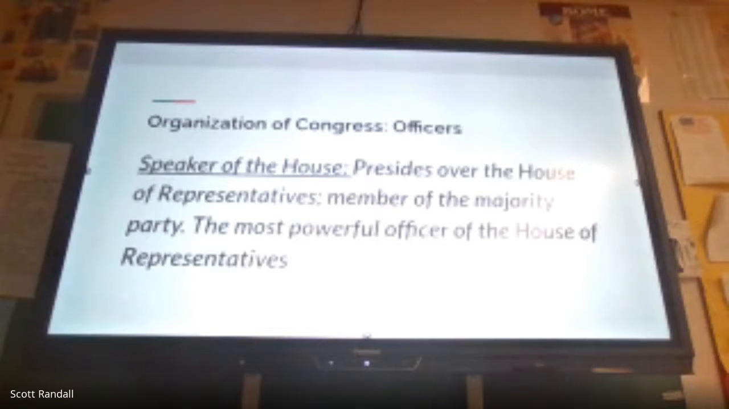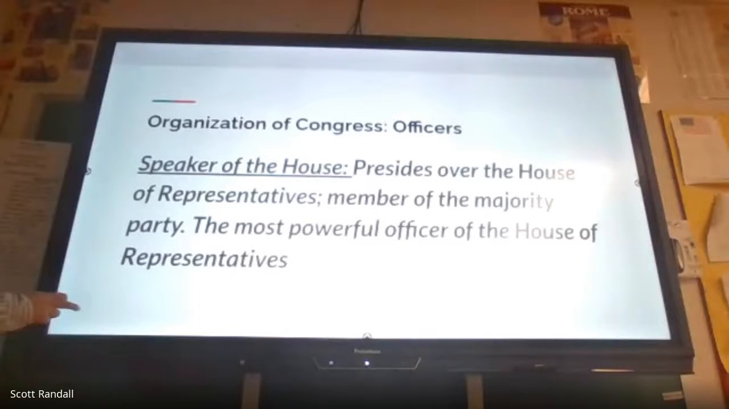Right. So in the House of Representatives, the presiding or top officer is the Speaker of the House. The Speaker of the House is a member of the majority party. And that's why we have an odd number, right? Whoever has the majority, whatever political party. We still are a two-party system here, right? And the two-party system is not necessarily mentioned in the Constitution. Parties basically developed soon after George Washington, right?